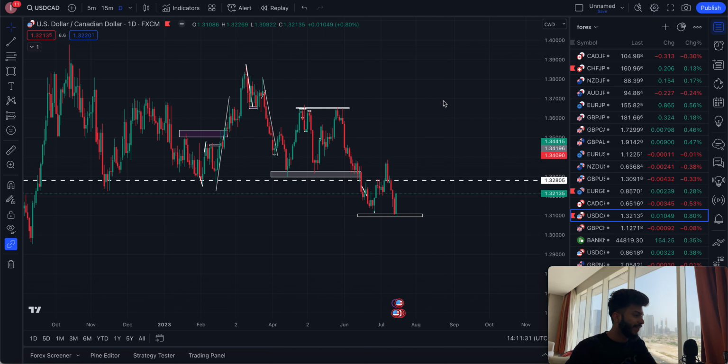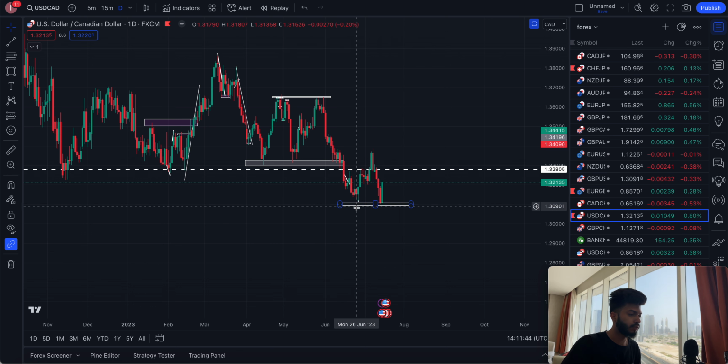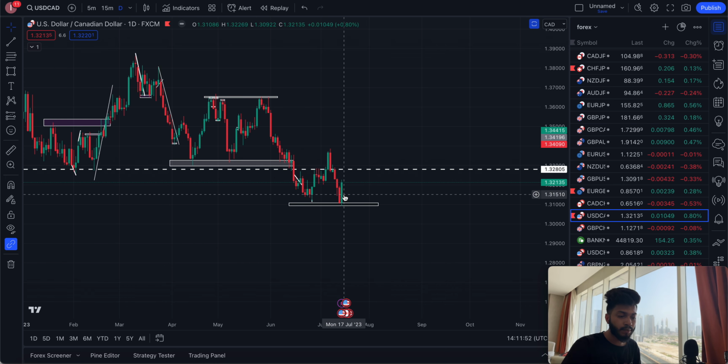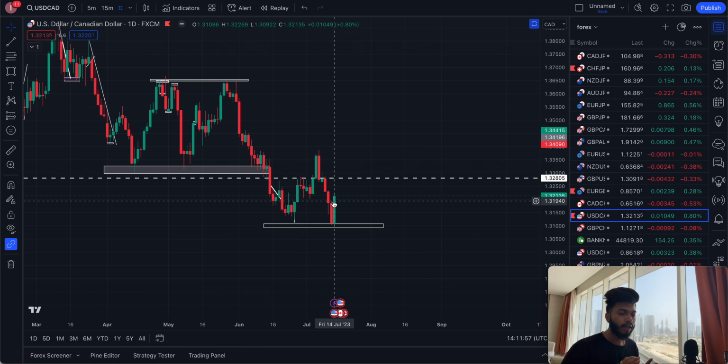It's okay. So today we are going to analyze USD CAD first. If you'll see, it is forming a double bottom pattern on the daily time frame, right? The first bottom is right here, the second bottom is right here, and the best part is that it has already formed a green candle, a bullish engulfing candle, which indicates some sort of bullishness, definitely.